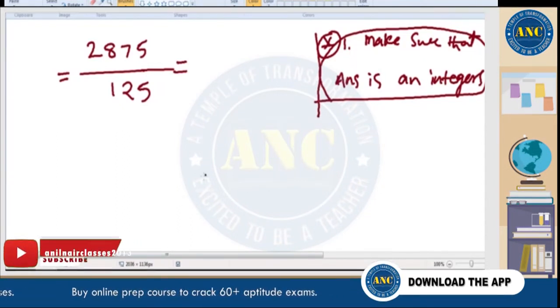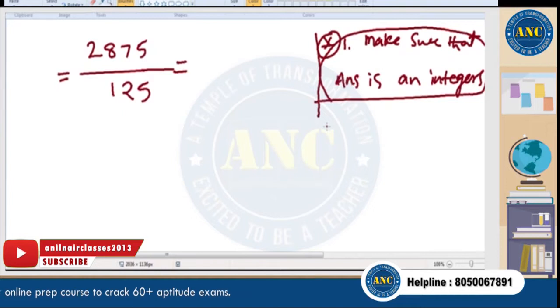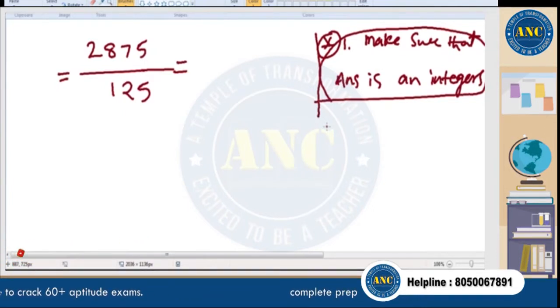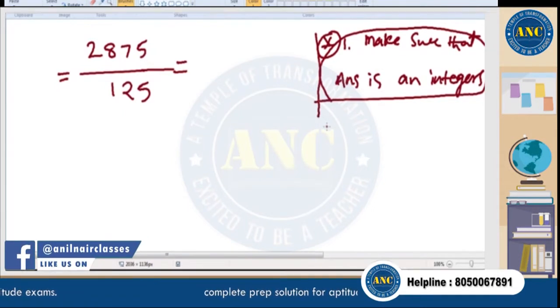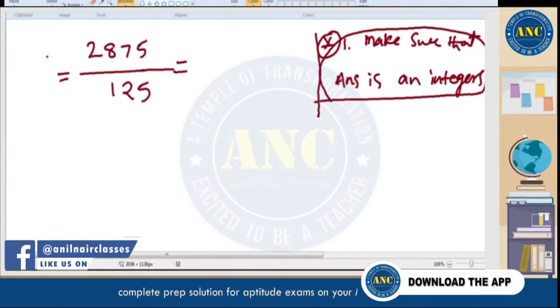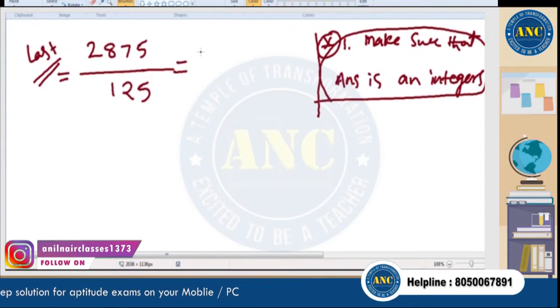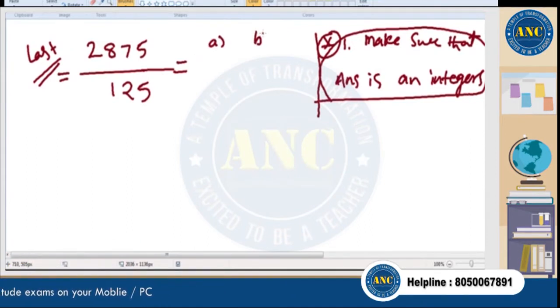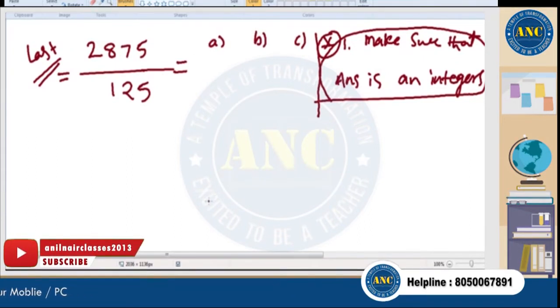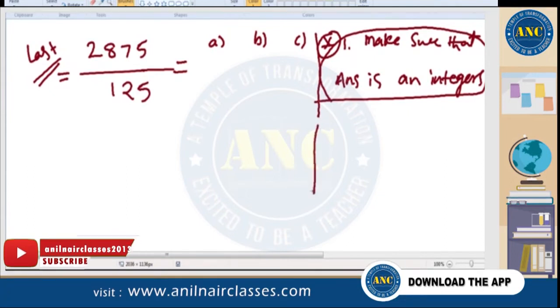Okay. How to get the answer? By making sure that the answer is an integer. You may ask me, sir, how can we know the answer is an integer or not? If this is the last step of your question, definitely in the examination options will be there.